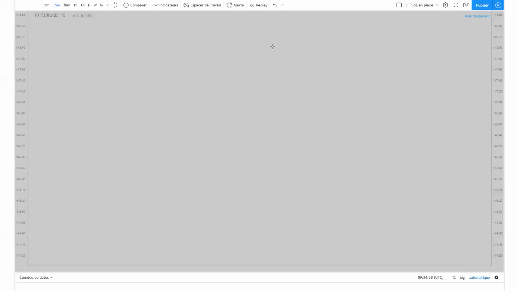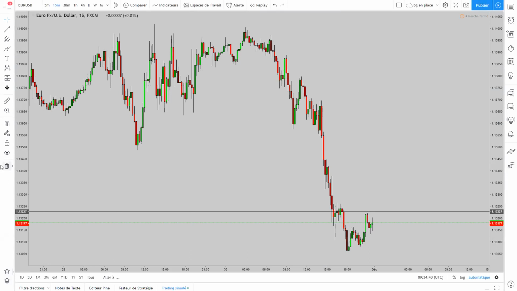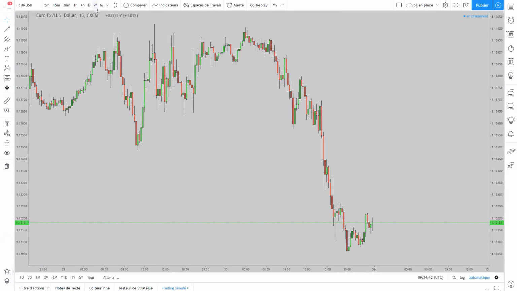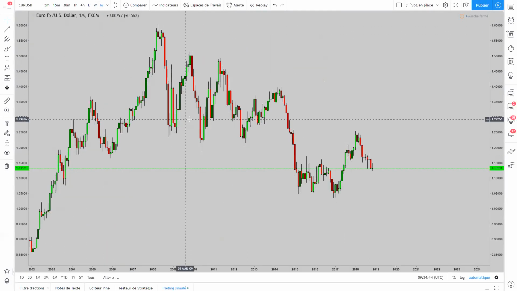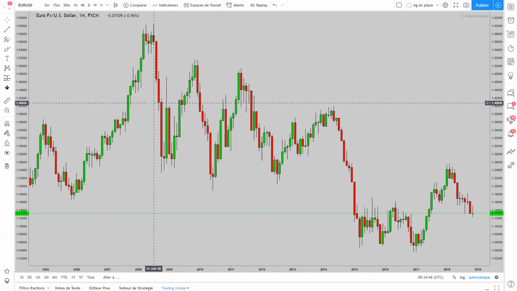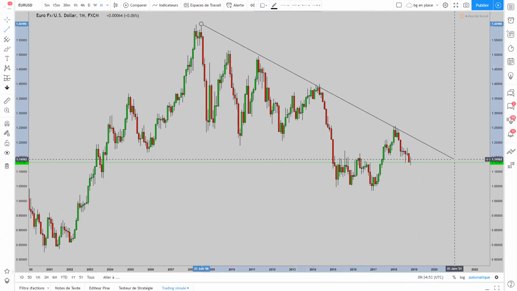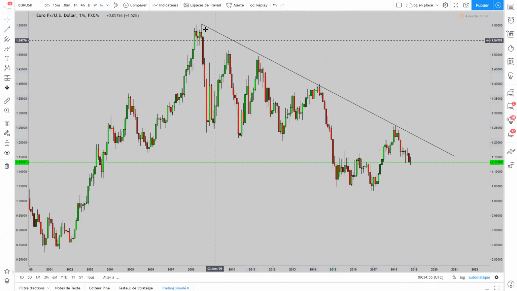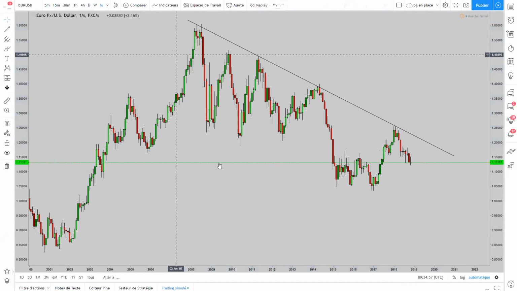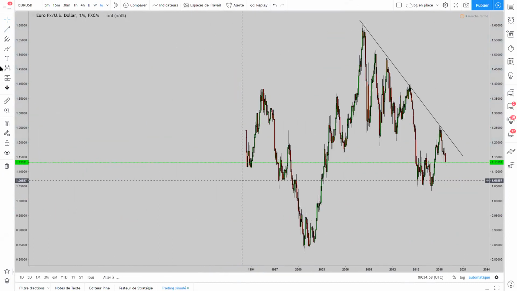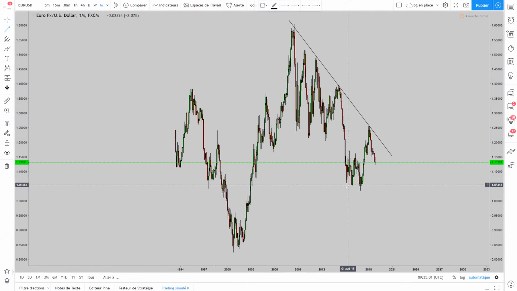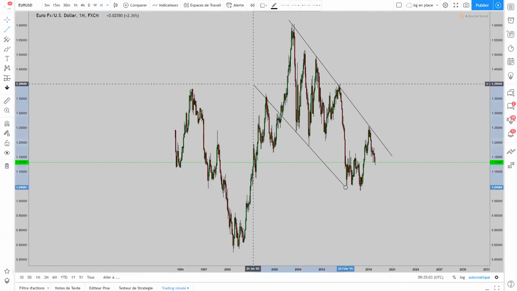Let's get started. I will remove everything on the screen right now and start on monthly. In the monthly time frame, we can spot a huge flag pattern over here. It's a bullish flag pattern, right?